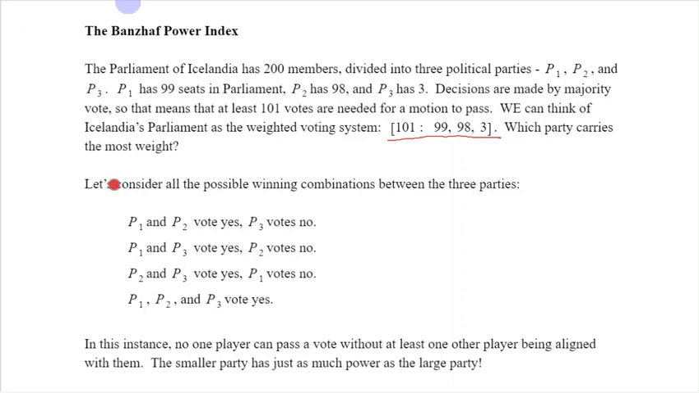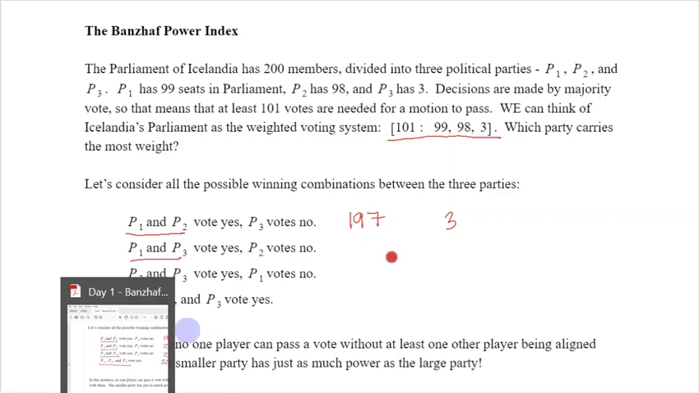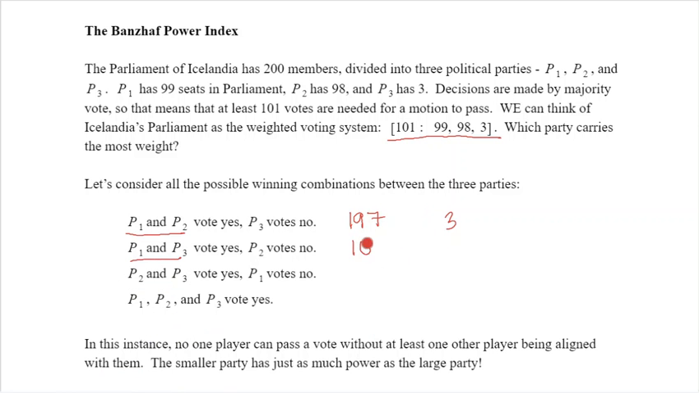So let's look at all possible winning combinations. If parties 1 and 2 team up, then we will have 197 votes for yes and 3 votes for no. If parties 1 and 3 team up, we have 102 votes yes and 98 votes no. If parties 2 and 3 team up, we have 101 votes for yes, 99 votes for no. And if all 3 of them vote yes, then clearly it is unanimous, 200-0.